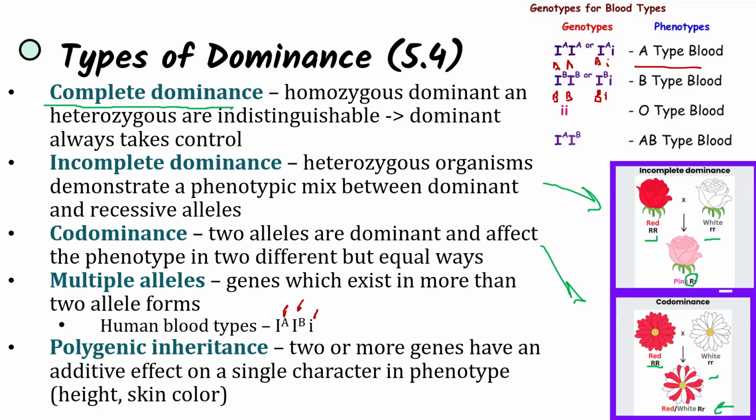Lastly is polygenic inheritance, where two or more genes have an additive effect on a single character and phenotype. So a single trait, for instance, if we're taking these flowers again, like the color of the flower, is not affected by a single gene. Multiple genes have an effect on the phenotype of the flower. And one example of this in humans is skin color. There's not one gene that codes for skin color. It's an additive effect of multiple genes.